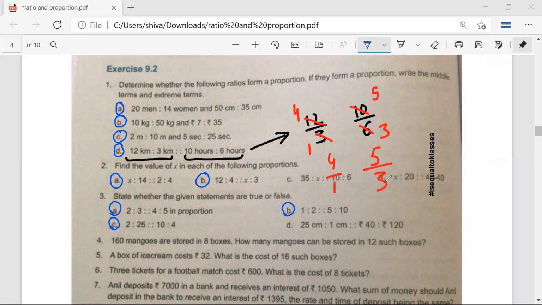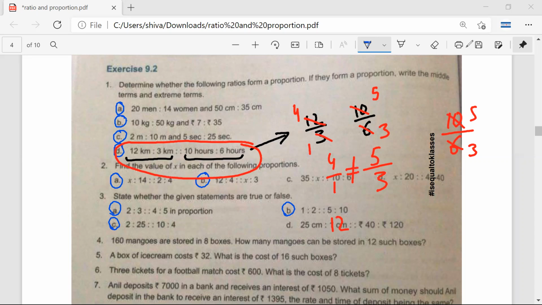Okay, we have to take a common divisor, no? The common divisor is 2. 2 into 5 is 10, 2 into 3 is 6. Okay. Any doubt still? No, sir. So this will be equal to 5/3. So 4/1 is not equal to 5/3. Therefore, this doesn't form a proportion. Mr. Sarthak, any doubt? Mr. Satya, any doubt? No, sir.